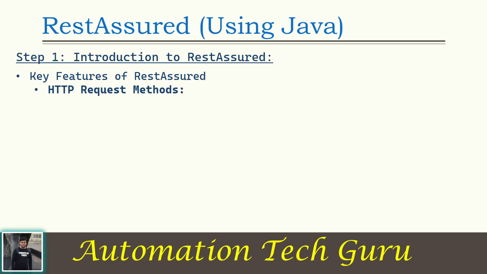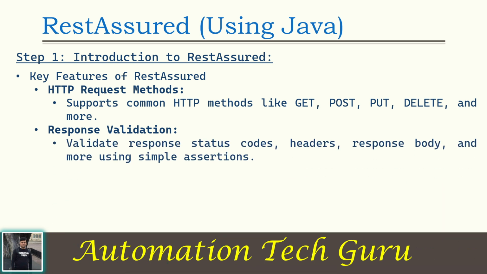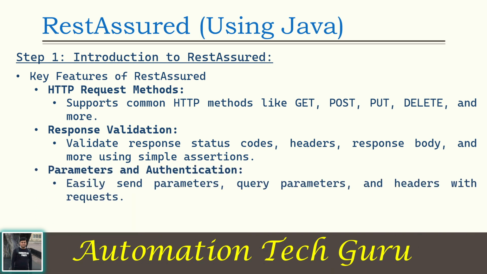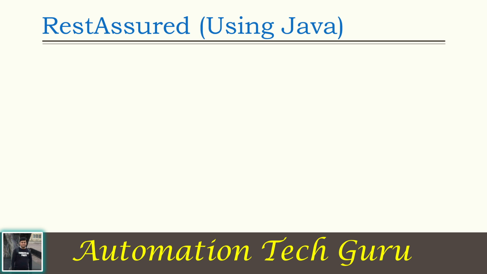Key features. HTTP request methods: it supports all the HTTP request methods like GET, POST, PUT, DELETE, and more. Response validation: you can validate your response code, headers, and response body using simple assertions. Parameters and authentication: you can easily send parameters, query parameters, and headers with the request. It supports authentication schemes such as basic authentication, auth token, bearer token, and so on.